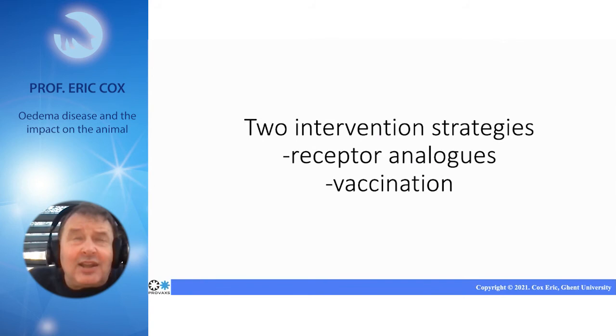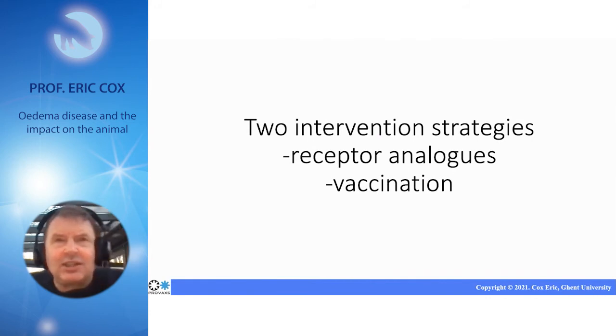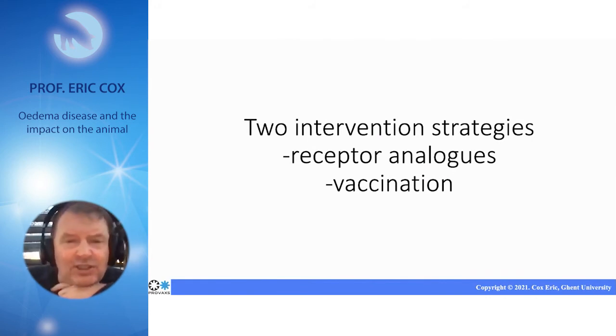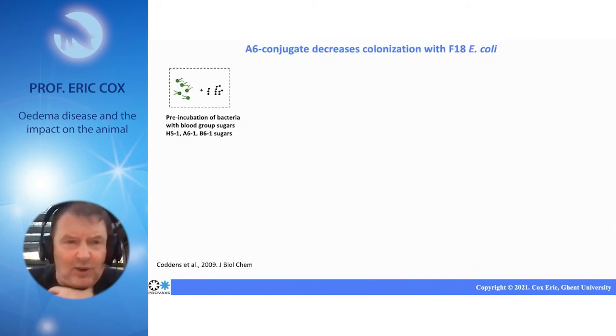So a second thing we are studying in our research group is intervention strategies. And one of these intervention strategies is the use of receptor analogues. So I showed you that we demonstrated that the bacteria bind with their fimbria to blood group sugars.